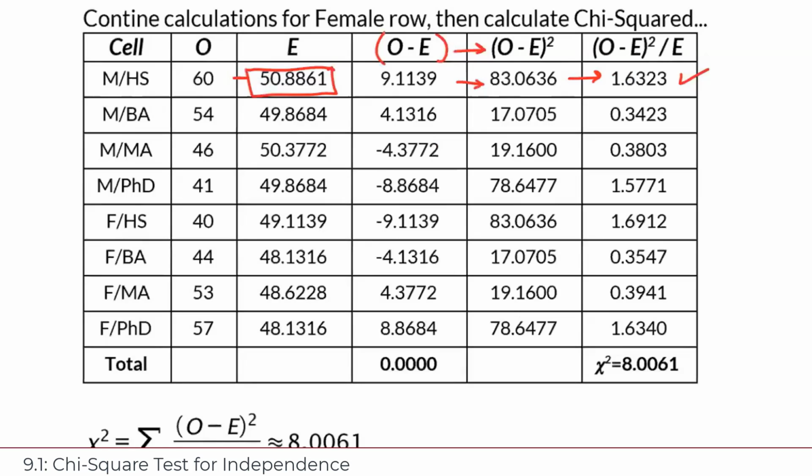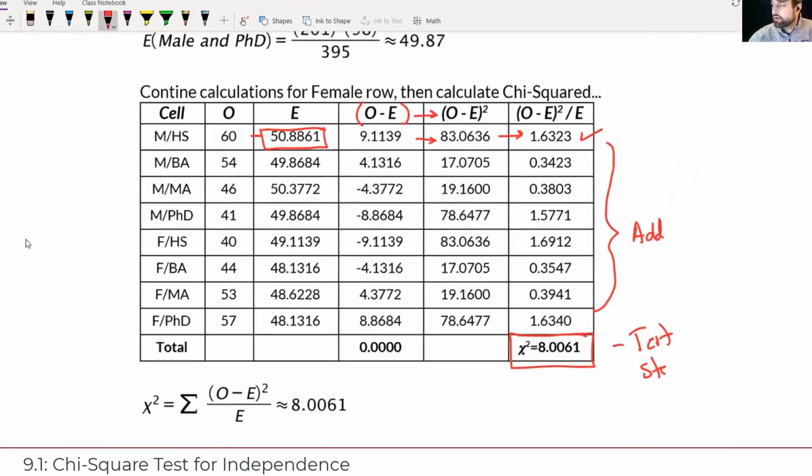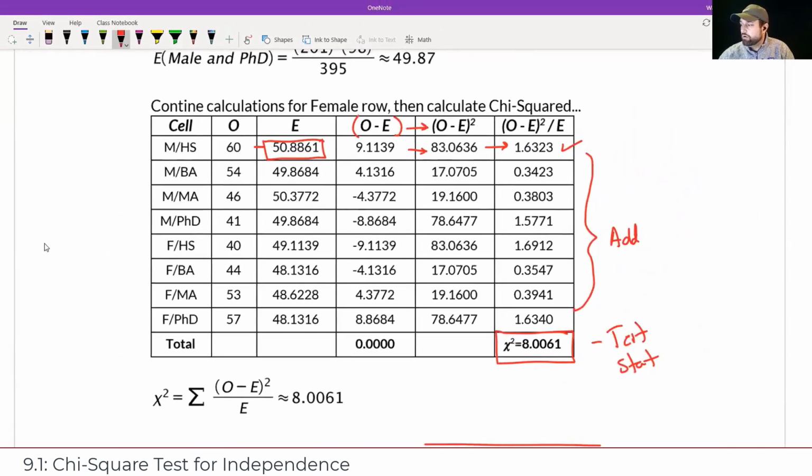It kind of feels like the difference from the mean squared. Remember when we were doing standard deviation? It's kind of like that. You're subtracting, you're finding the difference between the two, you're squaring it, but then you're dividing by the expected. And then what you do is you add these all up. And that is chi-squared. This is your test statistic. This is the value on that crazy looking graph that we just had that you're going to plot, 8.0061, and find the area above.